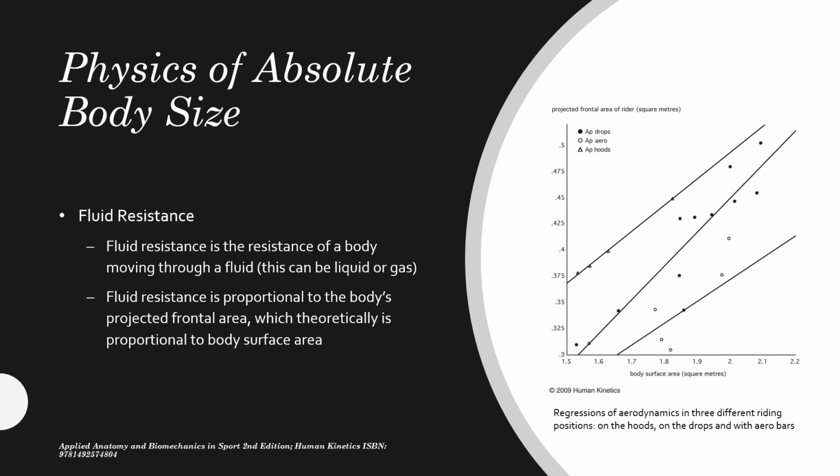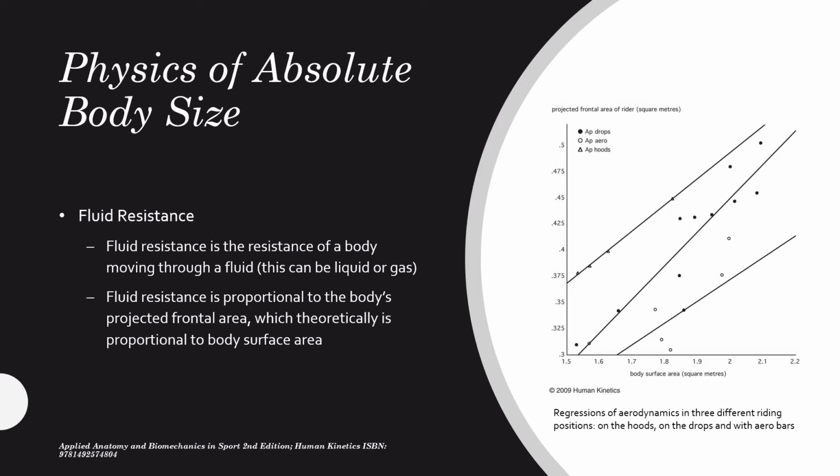The next concept is fluid resistance. So this is the resistance of a body moving through fluid. And when we think about fluid, we typically think of liquids, but fluid can also be a gas. So we deal with things like water resistance, air resistance. This is fluid resistance. Basically, we know that fluid resistance is going to be proportional to the body's projected frontal area, which theoretically is proportional to the body's surface area.